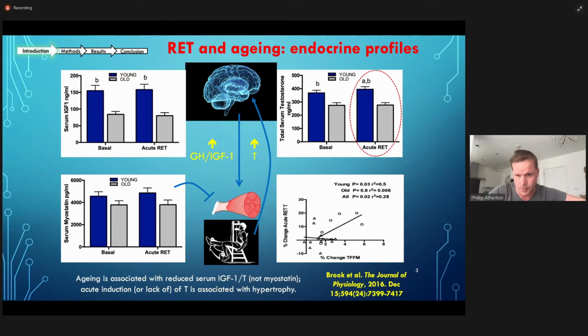In this particular study, bottom right graph here, I fully accept the subject numbers are relatively small, but nonetheless, there was a significant association between the acute change in plasma testosterone and the hypertrophic response thereafter. So we were keen to look at the effects in this first study of supplemental or exogenous testosterone provision in older age alongside resistance exercise or in the presence of a placebo, to determine whether or not it might impact some of these endocrinological features of aging and poorer hypertrophic response.